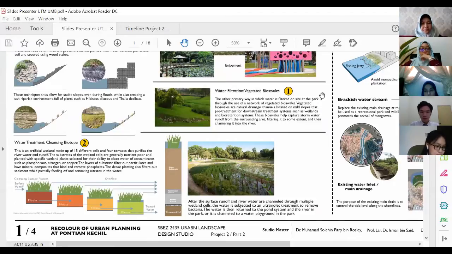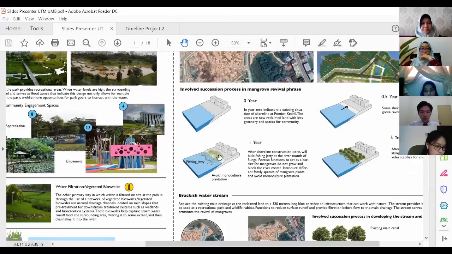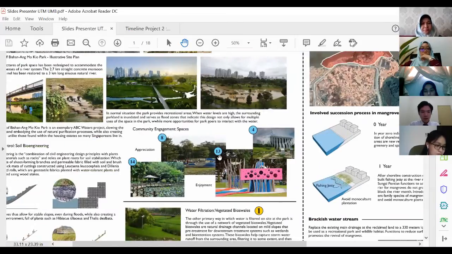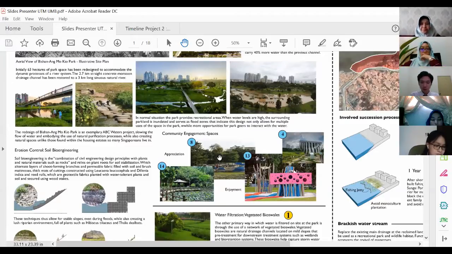The river also provides greater community engagement, such as providing spaces that encourage different categories of community into the park to do recreational activities as well.